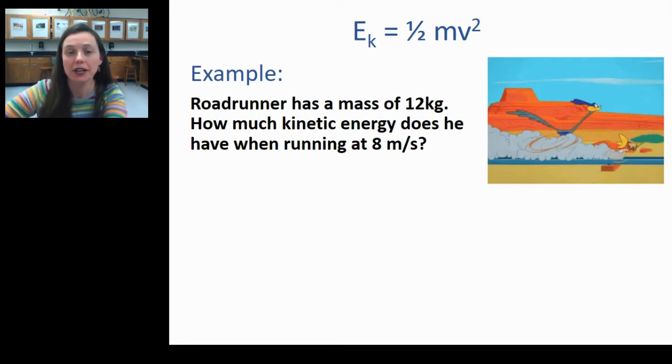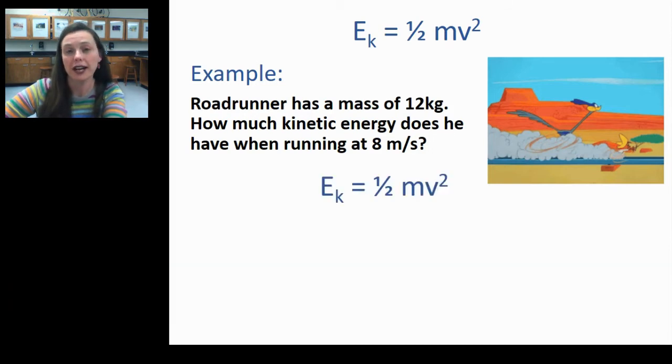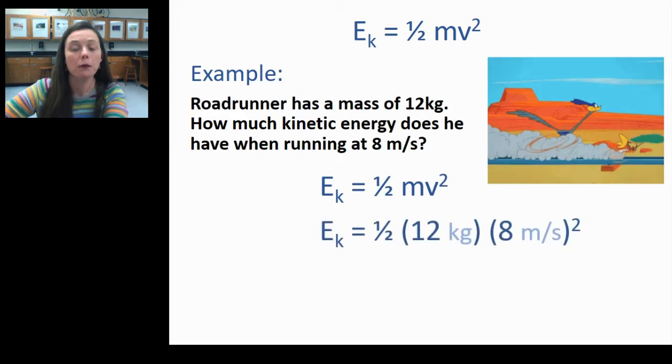Let's consider the example here to practice our equation for kinetic energy. Roadrunner has a mass of 12 kilograms. How much kinetic energy does he have when he is running at 8 meters per second? Pause the video, calculate your answer, and then resume to check your work. Using our equation for kinetic energy, 1/2 mv squared, we plug in 12 kilograms for the mass and 8 meters per second for the velocity. That gives us a total of 384 joules of energy for Roadrunner as he is racing across the desert.